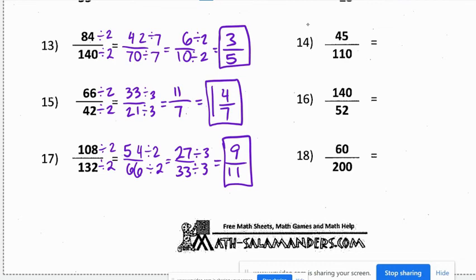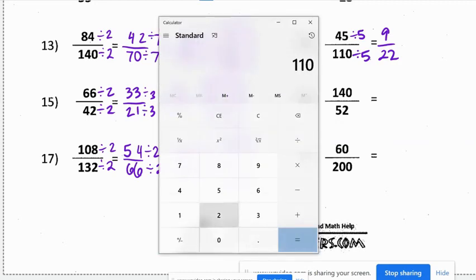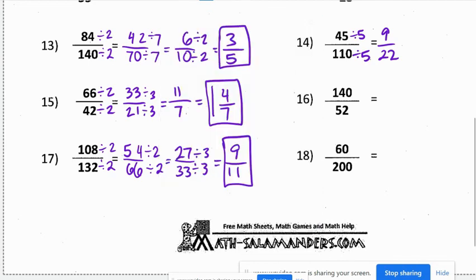Number 14, 45 over 110. They are both divisible by 5. So let's start there. 45 divided by 5 is 9. 110 divided by 5 is 20, 22. Let's double check. 110 divided by 5 is 22. Perfect. And that's it. It cannot be simplified anymore.